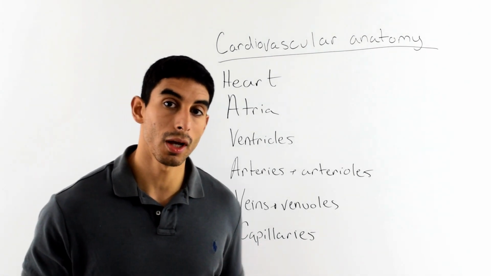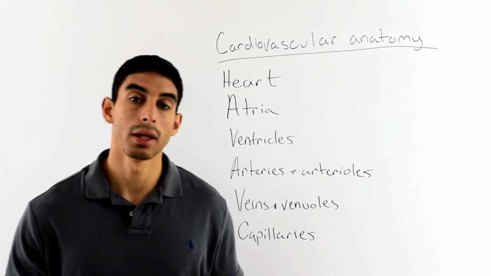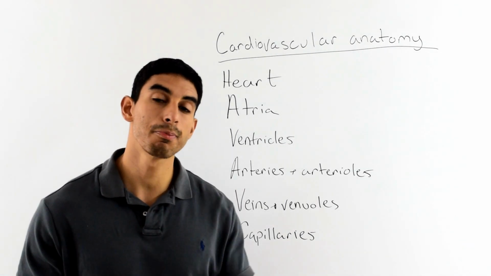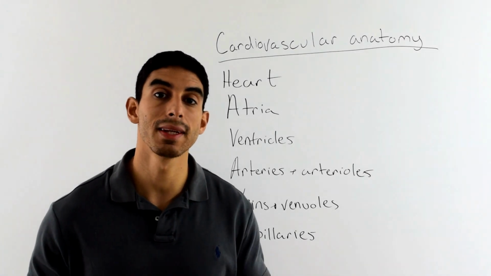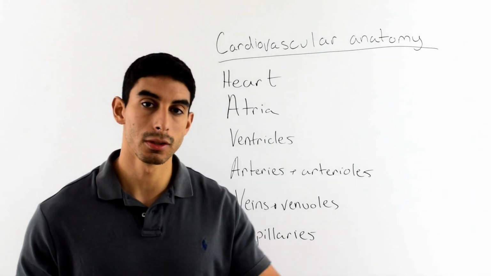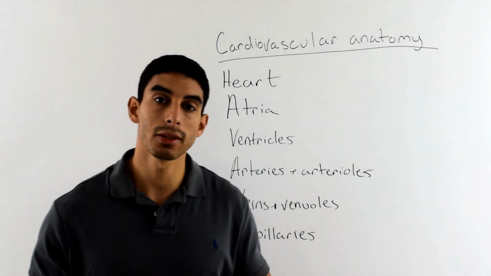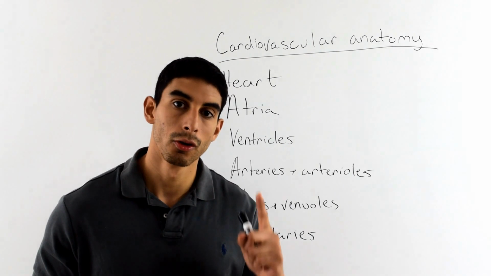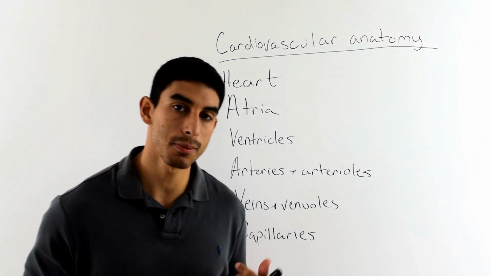tissues, drops off the oxygen, picks up the waste products, then it goes to the venules, then it goes to the veins, then it comes back to the heart via the inferior and superior vena cava. So inferior means the lower vena cava, superior means the upper vena cava, comes back to the heart via the right atrium.